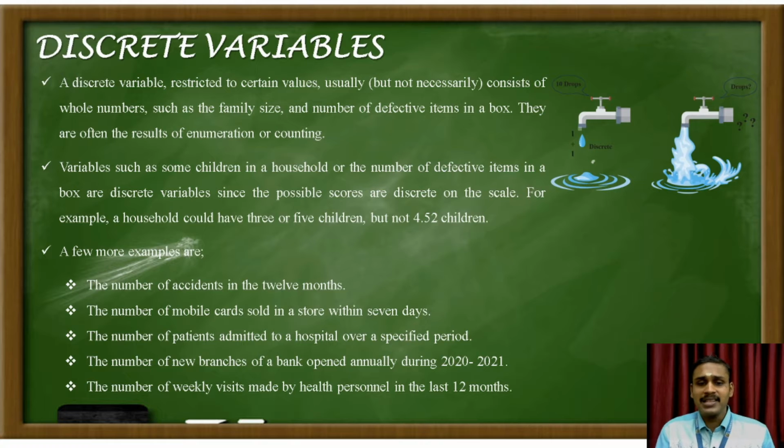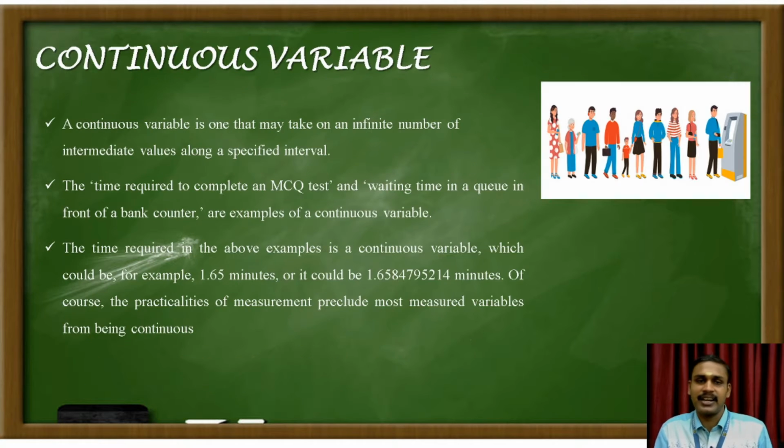The number of new branches the bank opened annually during 2020 and 21. How many branches did you open? The manager could not say, okay, I think we opened some more branches. This should not be the right data. The data should be exact and clear. The number of weekly visits made by the health worker in the last 12 months. How many times did you visit? You should not simply say, when I feel bored, I can go there. It should not be that. Sir, I visited 10 times, I visited 20 times, I visited 2 or 3 times. Like that we say, and that is called a discrete variable.